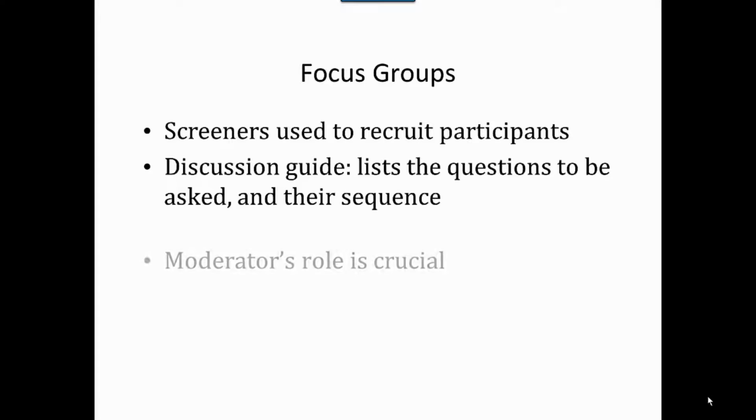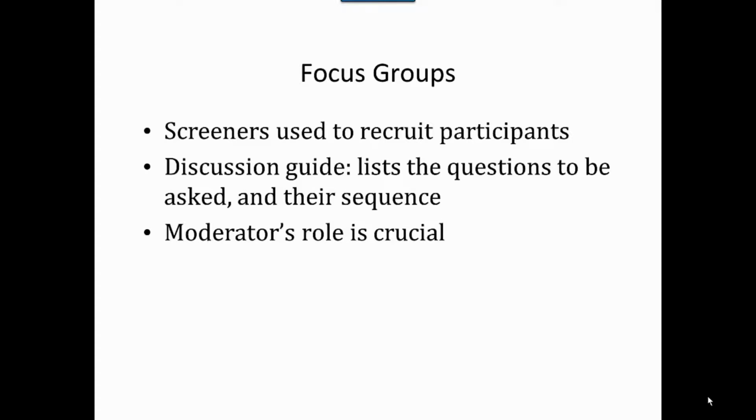It must be obvious now that the moderator plays a key role in this process. In fact, having a good, trained moderator can make all the difference to the quality of the discussion. The moderator's primary task, of course, is to ensure that the discussion guide is followed and all the topics are discussed in the right sequence.